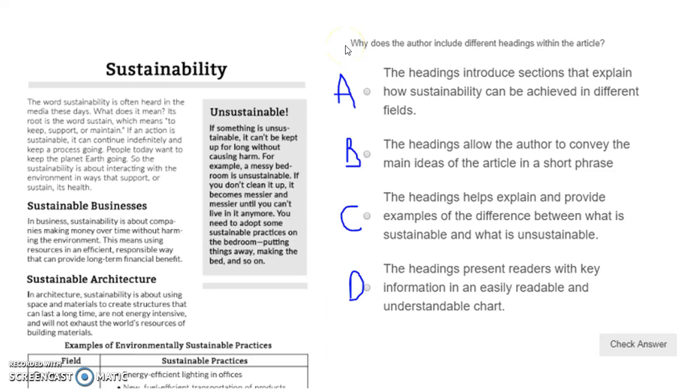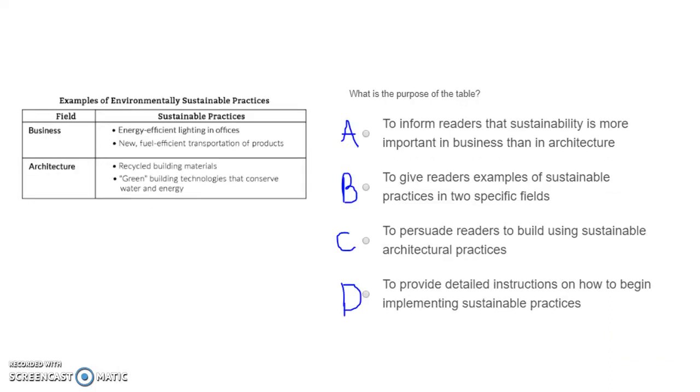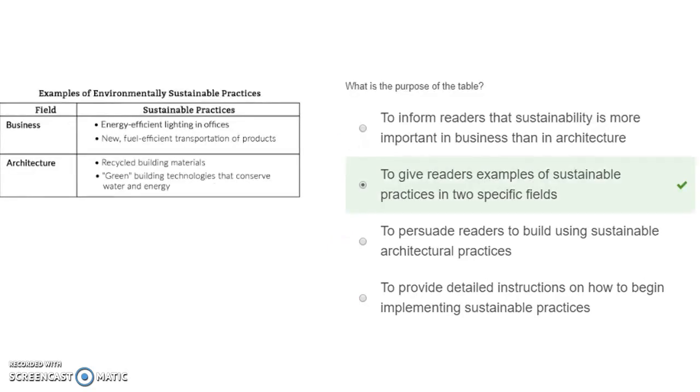within the article? To answer this, it's most helpful if you spend a couple minutes reading the article. It's just what you see in front of you there on the left. Pretty easy. Our correct choice is that the headings introduce sections that explain how sustainability can be achieved in different fields. Okay, we also answered the question, what is the purpose of the table?